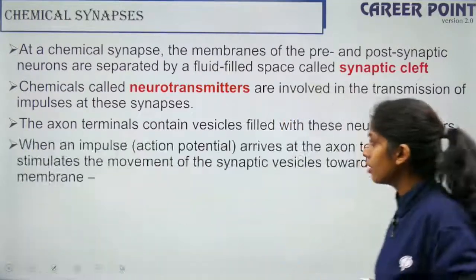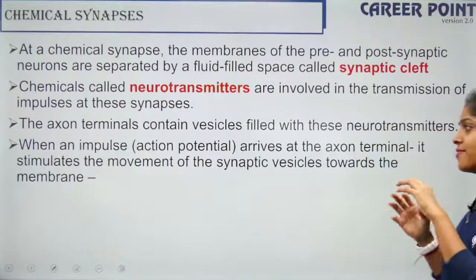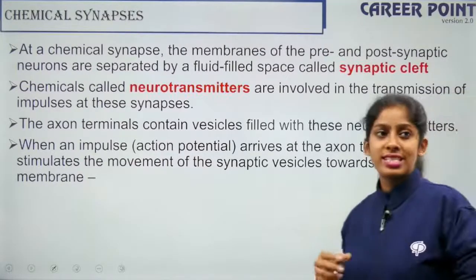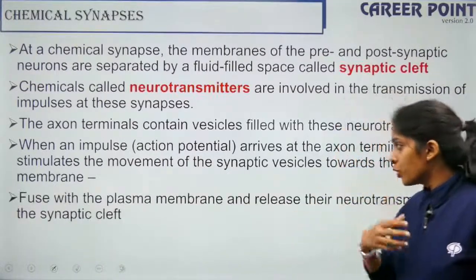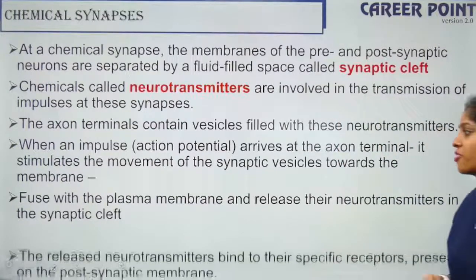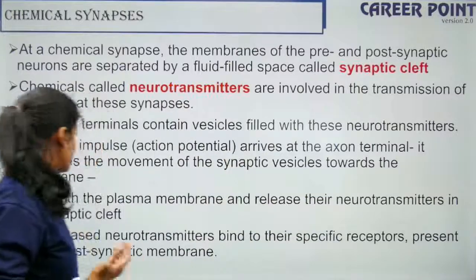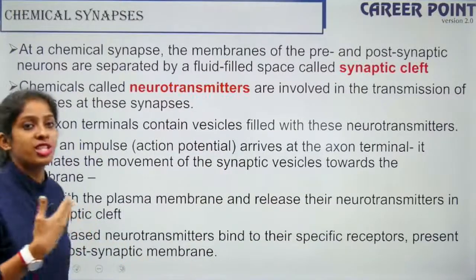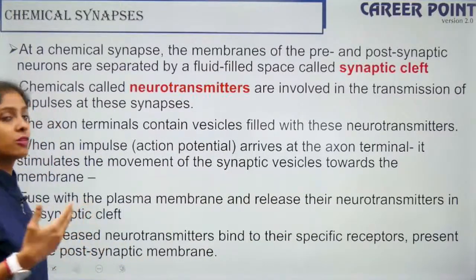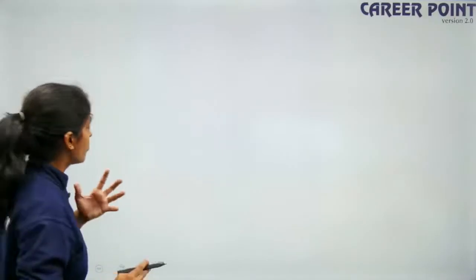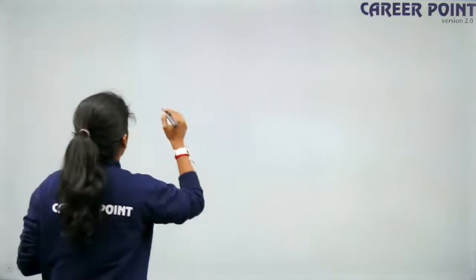Yes? So when an impulse arrives at the axon terminal, it stimulates the movement of the synaptic vesicle towards the membrane, which fuses with the plasma membrane and releases the neurotransmitter in the synaptic cleft. Further, the released neurotransmitter binds to the specific receptors present on the postsynaptic membrane. Ma'am, it's pretty complex. It's only written in words, so don't worry. Let me draw it like this.